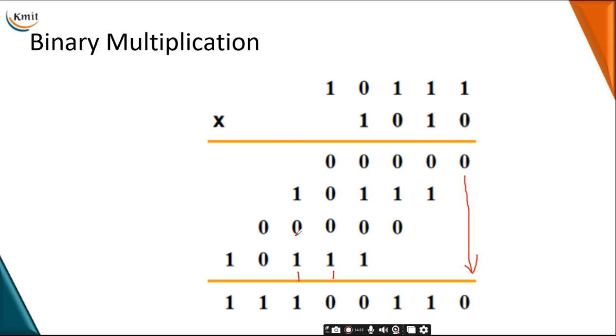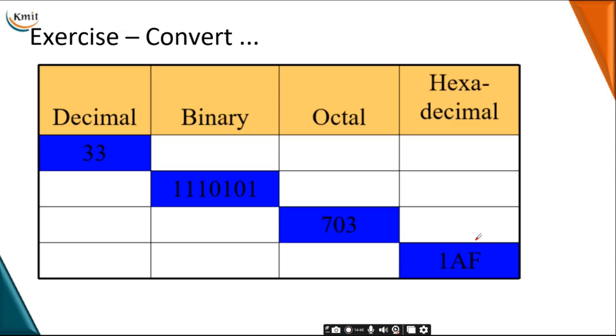Now 1 plus 0 is 1. 1 plus 1 is 2, and 1 plus 1 plus 1 is 3, so 3 equivalent is 1 with a carry of 1. So 0 plus 0 is 0. 0 plus 1 is 1. Here no carry is generated, so this 1 comes as it is. Okay, so this is the actual product of your given two binary numbers. So this way we are going to do the binary multiplication.